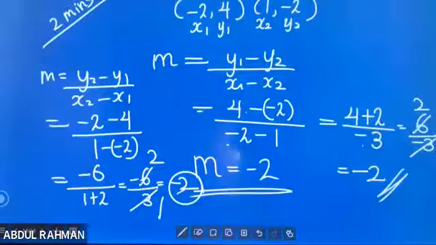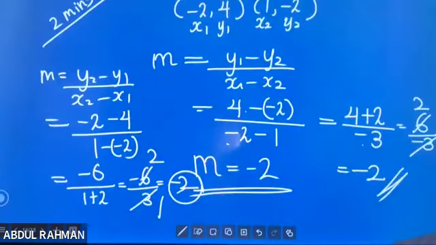Sir, you have marked minus 2 as x1 in the coordinates, right? Yes, minus 2 as x1. If I mark it as x2 and 4 as y2, will it change my answer? Is there any impact on the answer?